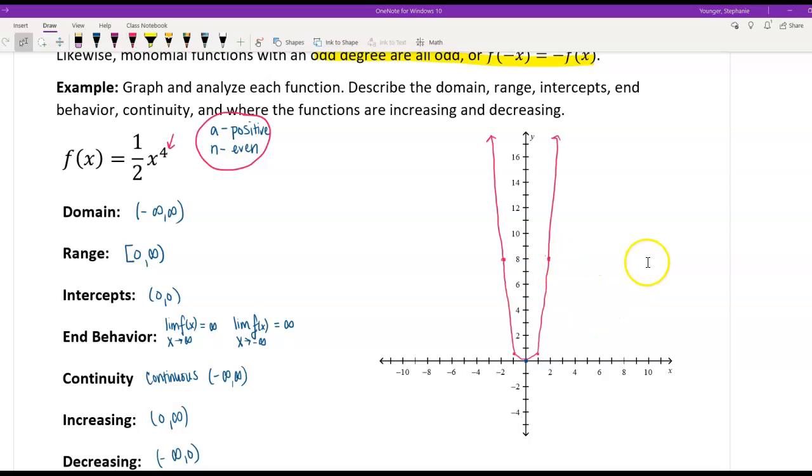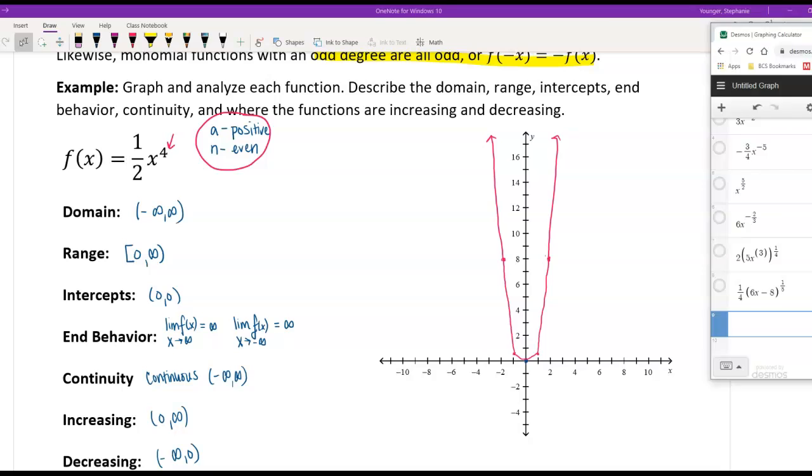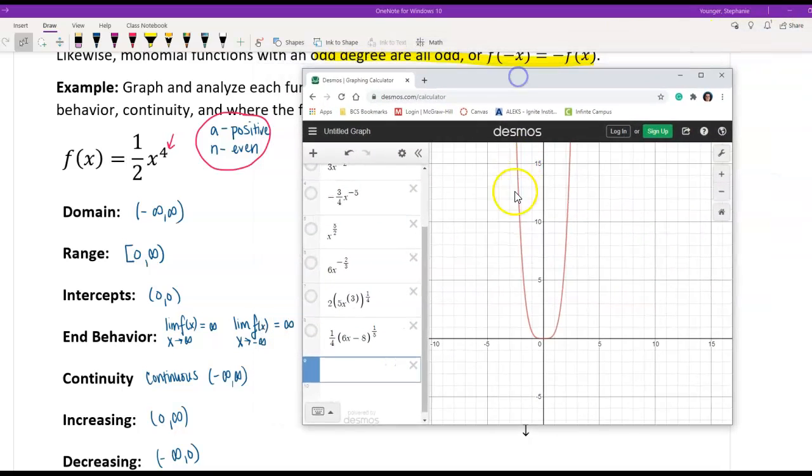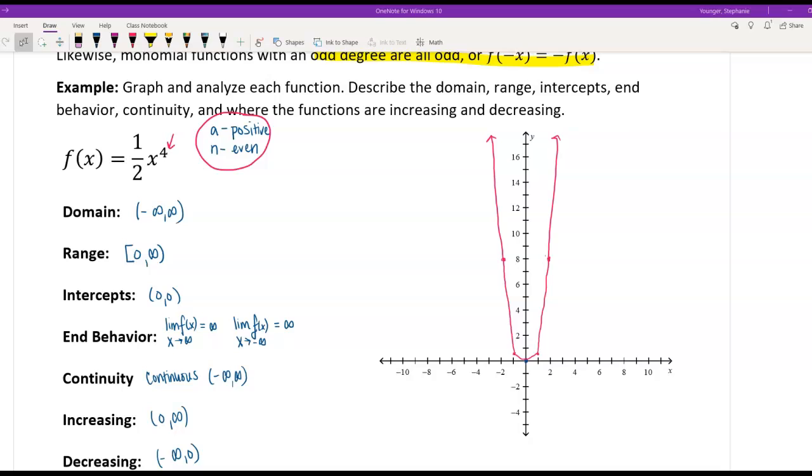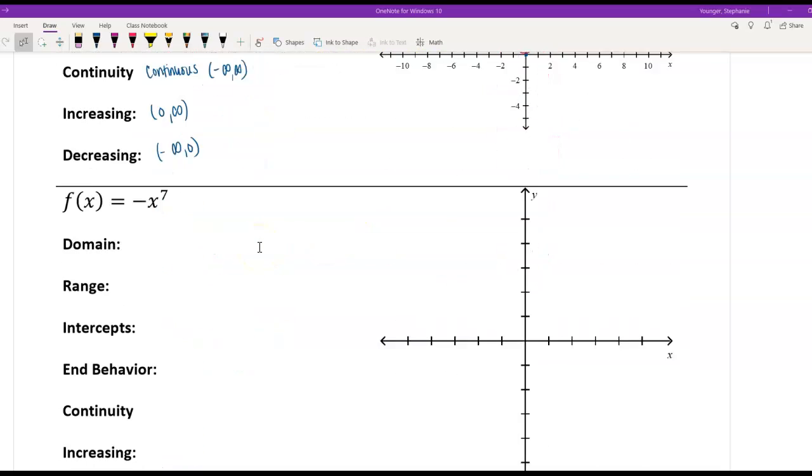All right, so there's Mrs. Younger's attempt at drawing that beautiful curve. However, I do have Desmos pulled up over here. And if we take a look, this is what it'll look like as well. A nice U shape, a little wider, flattened at the bottom because that exponent is 4. All right, going on to the next one.